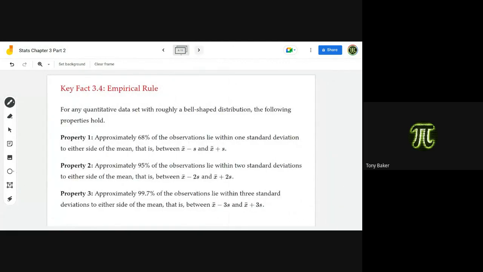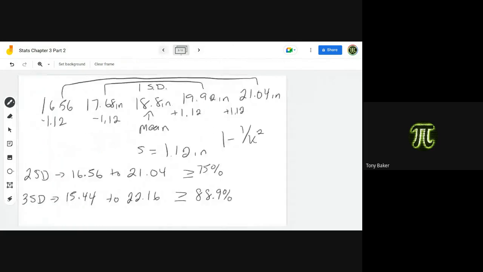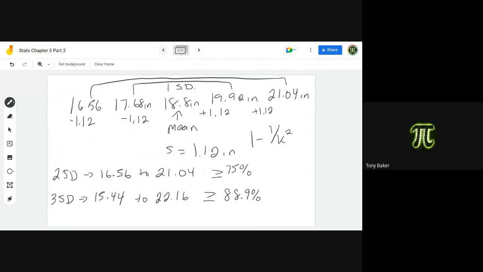2 standard deviations is 95%. Now, does that break Chebyshev's rule? What did Chebyshev's rule say for 2 standard deviations? Nope, that was 3. It's 75%. But it's greater than that, right? Is 95 greater than 75? Yes. So it does not break Chebyshev's rule. So according to the empirical rule, 95% of all men are between 16.5 and 21.04.